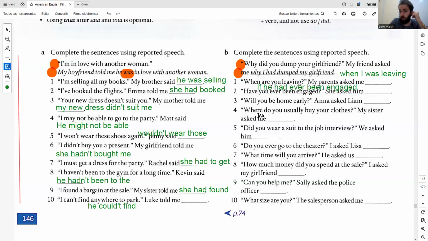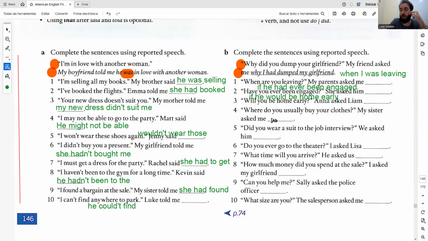Will you be home early? That's future. So we step back to would. Anna asked Liam, and is this a yes no question? It is. So if or whether is okay. Anna asked Liam if he would be home early.